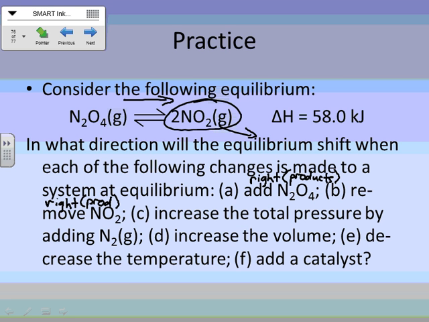What about if we increase the total pressure by adding N2 gas? Wait a second, N2 gas? Where did that come from? Ah, that's an inert gas. That's not participating in this particular chemical reaction, okay?